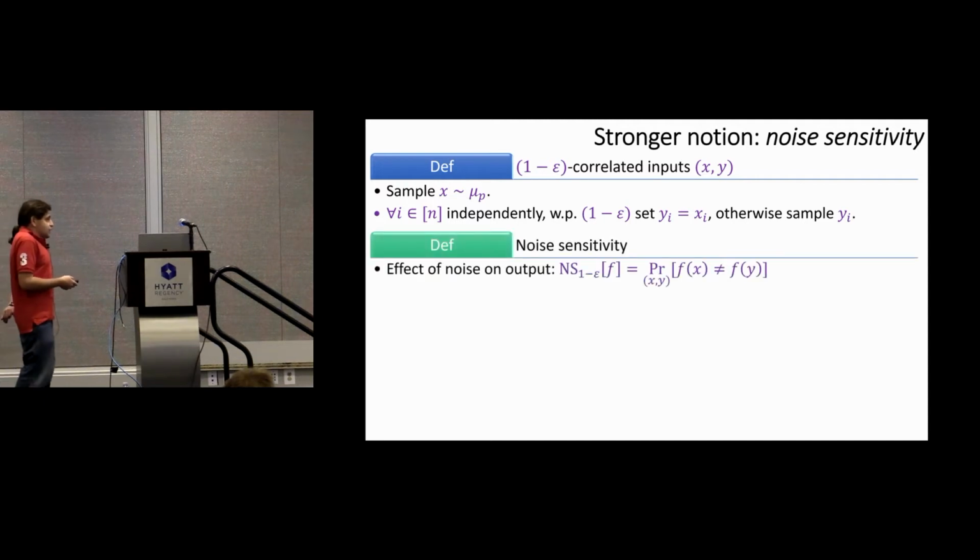Okay. Now the notion of noise sensitivity is a very simple notion. It measures the effect that this slight perturbation on inputs has on the value of a given function. So again, we sample x and y that are very correlated, and we ask what is the probability that f of x is different than f of y.